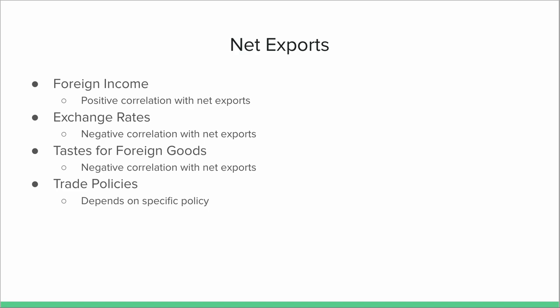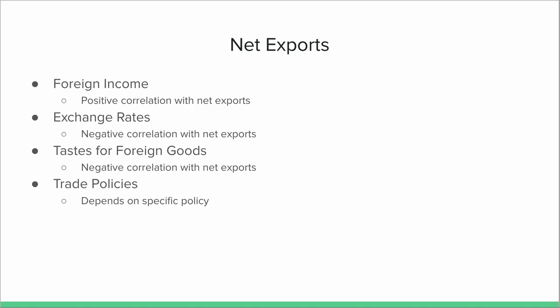Next, we have tastes for foreign goods. If the U.S. taste for foreign goods is high, that would result in a higher amount of imports into the U.S. So, if the U.S. has high imports and not as high exports, that will result in a negative correlation with net exports, because net exports equals the amount of exports to a country minus the amount of imports into that country.